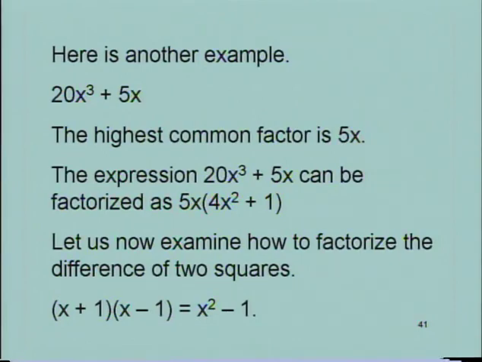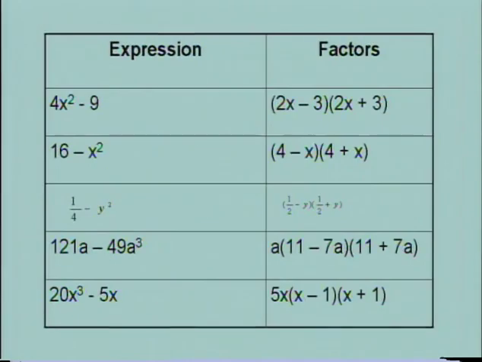Let us now examine how to factorize the difference of two squares. First, let us look at how the difference of squares is combined. We have x plus 1 times x minus 1. When that is worked out, we'll end up with x squared minus 1. We'll look at the details a little later. Here on this table, we have on the left-hand column expression, on the right-hand column factors.